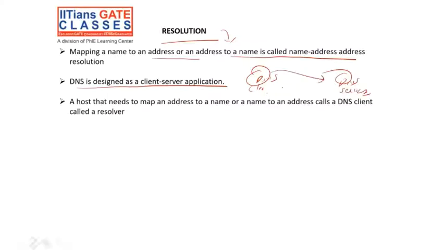And this DNS client and server is like socket programming. Whatever content is required in the program, it's like socket programming. We have to open the connection, we have to close the connection, all these things. TCP connection is there, UDP connection is there, right? A host that needs to map an address to a name, or a name to an address, is called a DNS client, or we call it a resolver. Who resolves the problem? Who does the mapping of the address to the name or the name to the address? We call it the resolver.